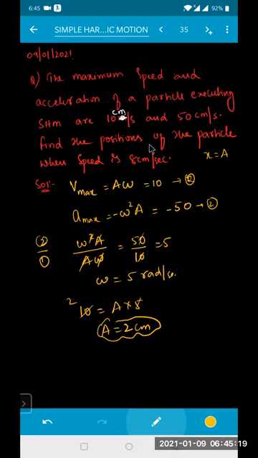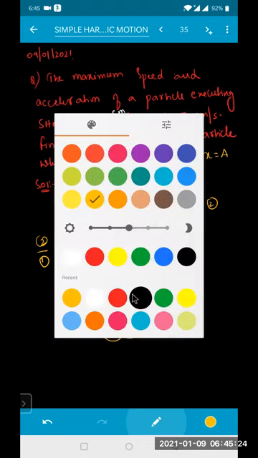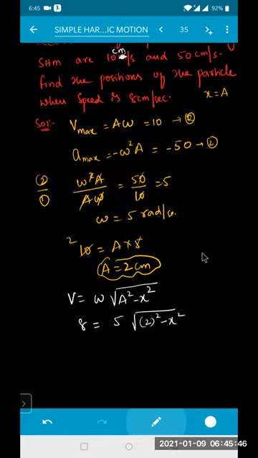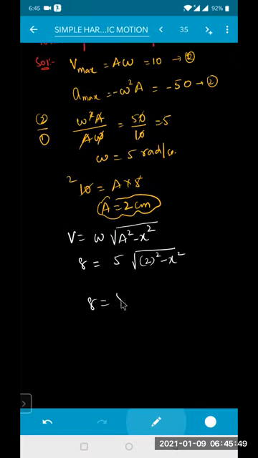Now what is being asked? Find the position of the particle when the speed is 8 centimeter per second. That means we use the formula V equals omega into the square root of A square minus x square, where x is the position. The speed of the particle at that time is 8. The omega value is 5 into the square root of A, which is 2, so 2 square minus x square. So this becomes 8 equals 5 into the square root of 2 square, which is 4, minus x square.